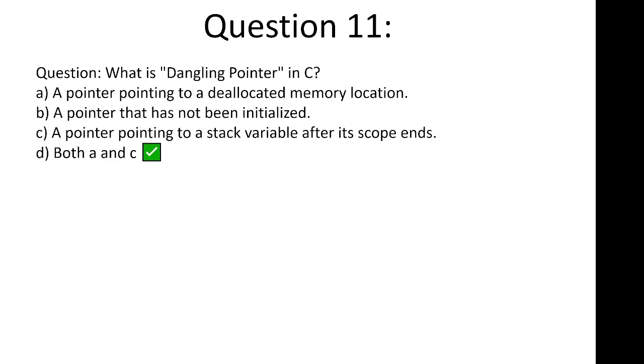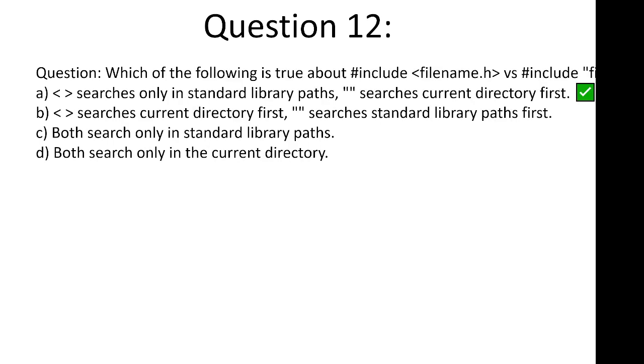Next, what is a dangling pointer? A dangerous pointer. It cannot be used anywhere as you like. Here it has not been initialized and it is pointing to a stack variable after its scope ends. So you are considering the dangling pointer, a dangerous pointer. It cannot be used as you like. There are some specific ways to use it.